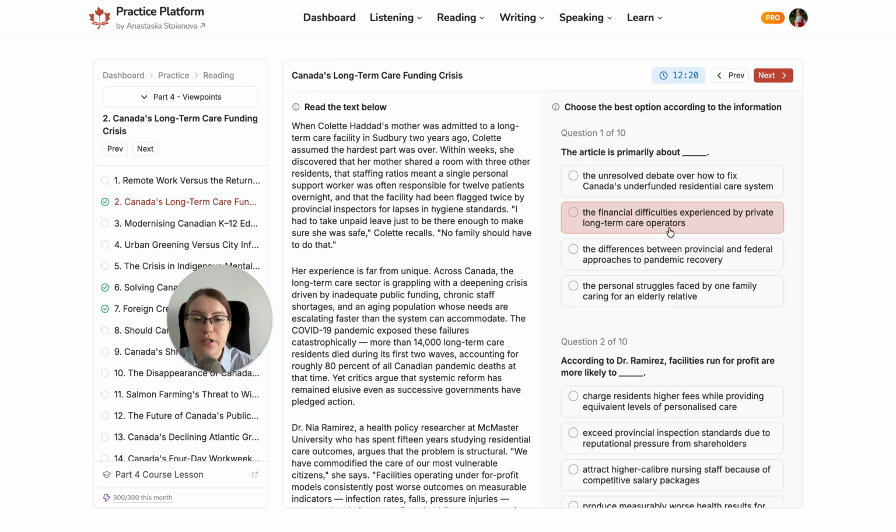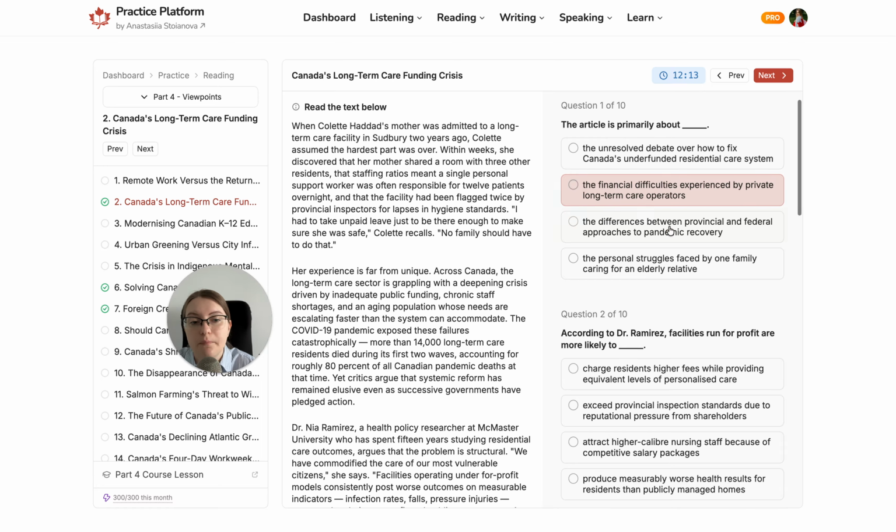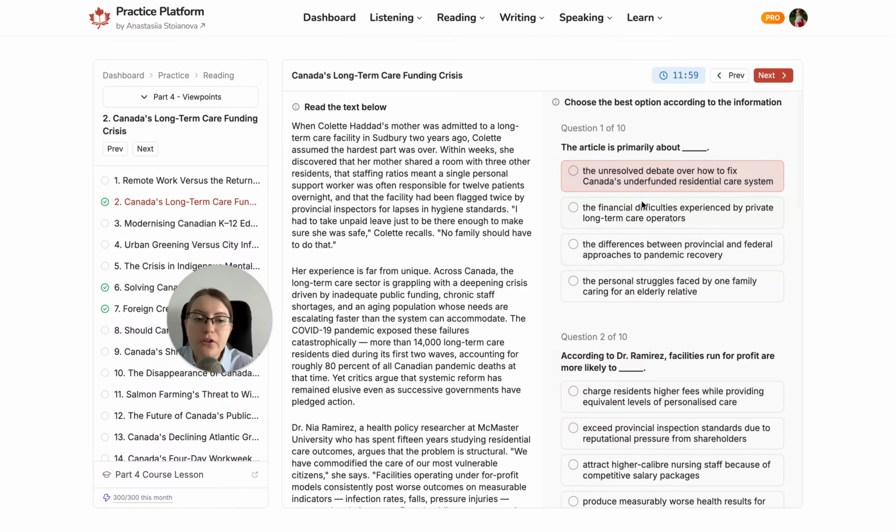So we already understand that it's going to be about the care system. Private versus public, probably. Differences between provincial and federal approaches to pandemic recovery, the personal struggles faced by one family caring for an elderly relative. So we kind of understand the topic by looking at the options. However, we got to keep reading.